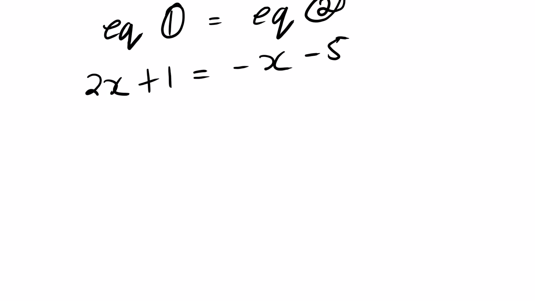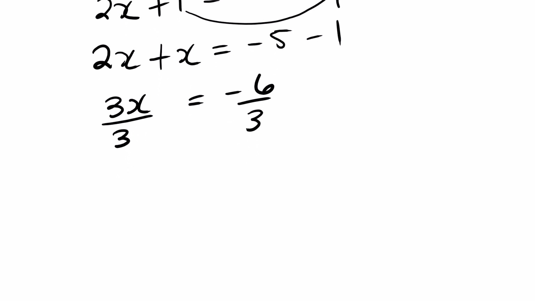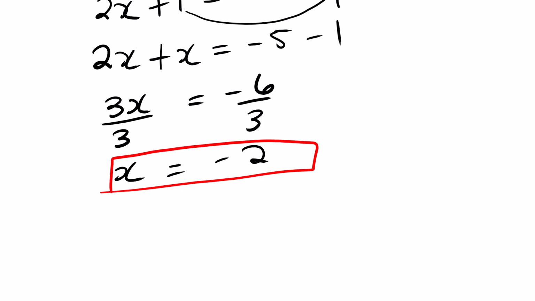Now in this case, we need to group the like terms. So we have 2x, this will be transposed this side, positive x is equals to this will come this side, negative 5 minus 1. So we have 3x is equals to negative 6. Divide both sides by 3. X is equals to negative 2. We are done with the first solution.